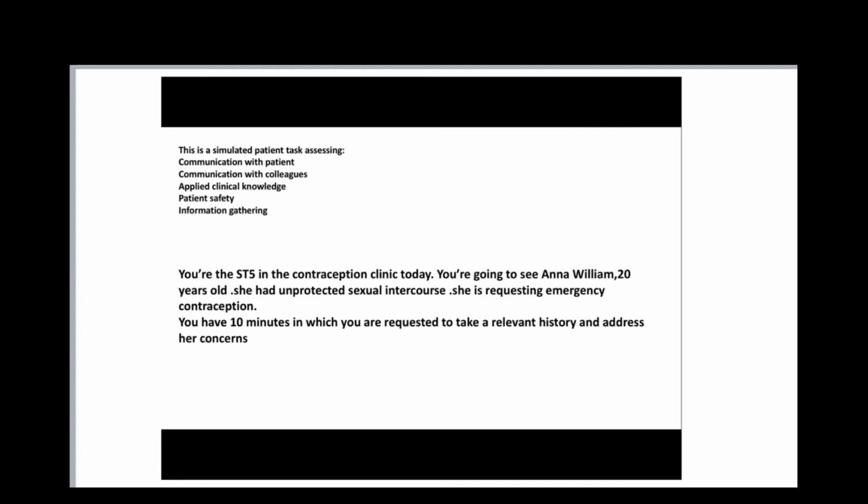This IUD, it is a procedure. It is a simple procedure done in the clinic, and as you know, it has advantages to protect you from pregnancy. Its failure rate is very low. Okay, but the problem is that it has some side effects.